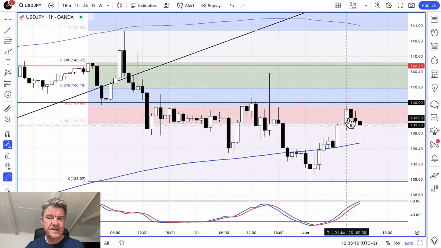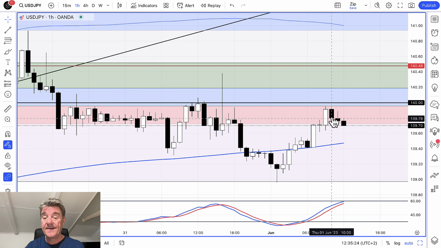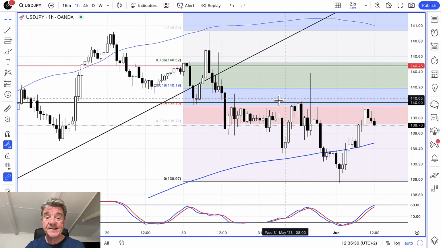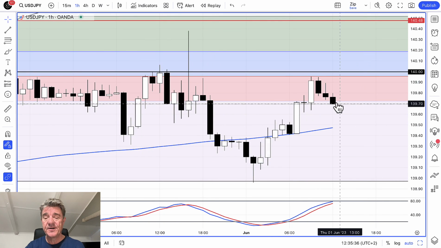And why did we sell this pair? Well, we've got a tweezer top on the hour chart. That candle there, the turning point at the 50% fib, overbought stochastic, horizontal line of resistance here, this black line, at the same level, at the fib level, and an hourly tweezer top, almost a dark cloud cover candle.